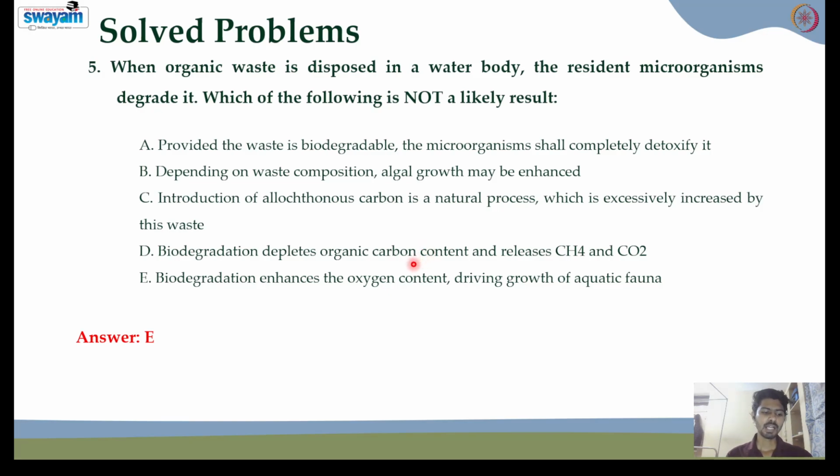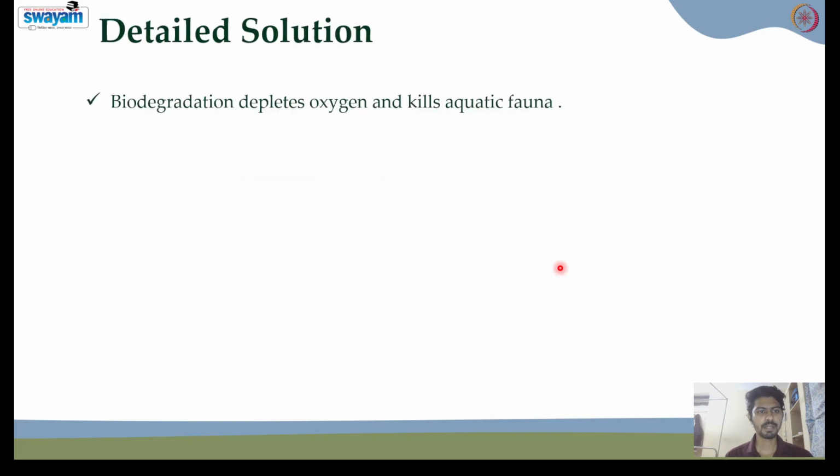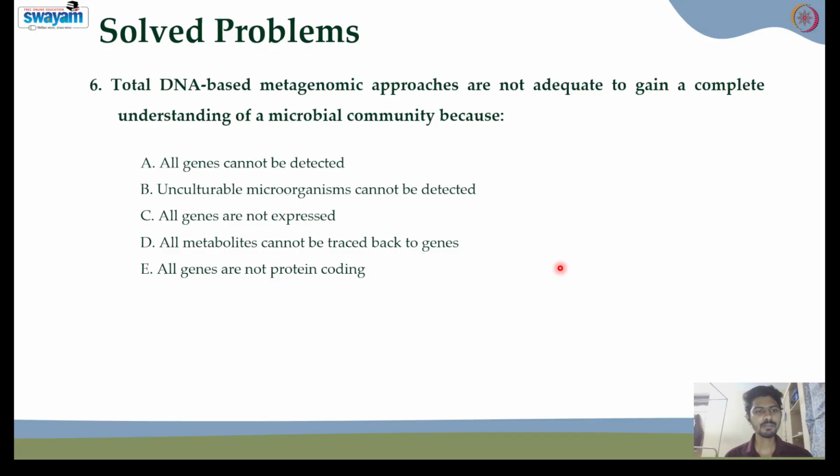And if you see option D, biodegradation depletes the organic carbon content. Yes, what happens? The microorganisms oxidize the organic compounds and convert them to CH4 and CO2 in the case of anaerobic conditions. So this is also true. And the last option, as we have seen, depletes the oxygen content. Once the oxygen is depleted, it kills the aquatic fauna. So option E is not a likely result of the above statement. So we will see the next question.